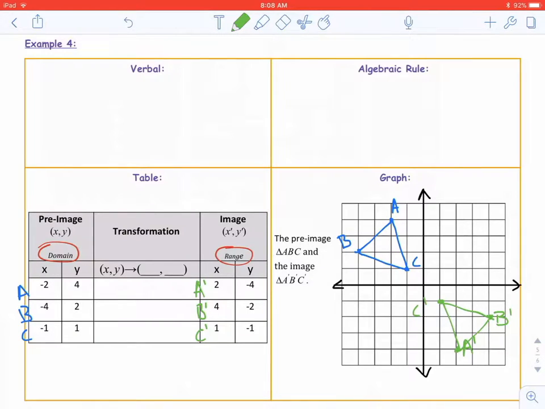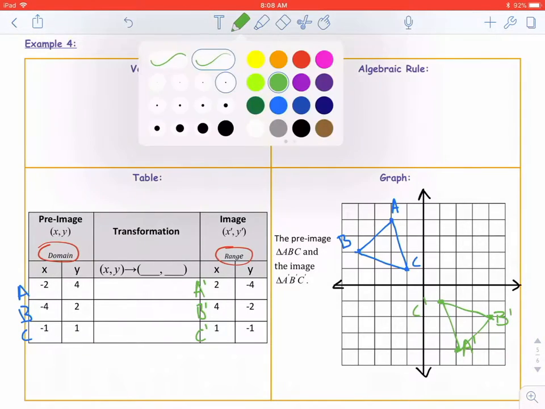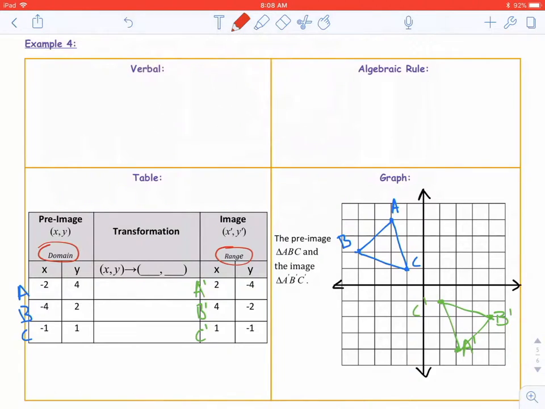And now I can take a look and I can see that it appears that triangle ABC rotated 180 degrees, either clockwise or counterclockwise. Remember, you end up with the same points either way. So what happened was my x and my y should just change to negative x, negative y. But let's just double check like we normally do.